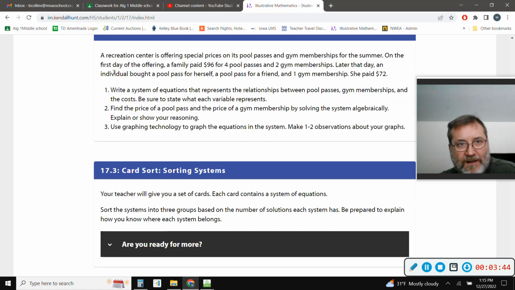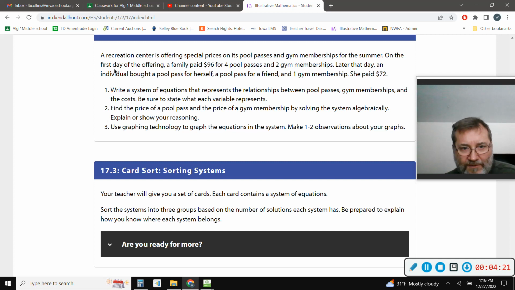So the question is, what's the deal? A recreation center is offering special prices on its pool passes and gym memberships for the summer. On the first day of the offering, this family paid $96 for 4 pool passes and 2 gym memberships. Later that day, an individual bought a pool pass for herself and a pool pass for a friend and 1 gym membership. She paid $72. Write a system of equations for this relationship between pool passes, gym memberships, and costs. Explain your reasoning. Use graphing technology to graph them.